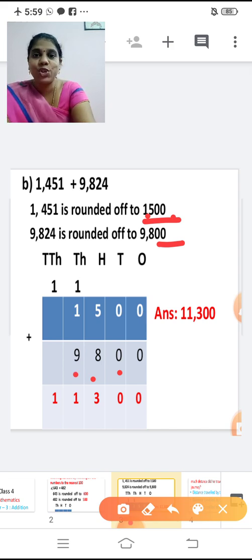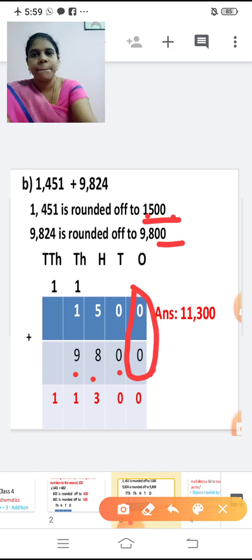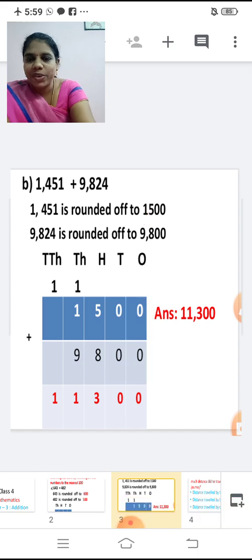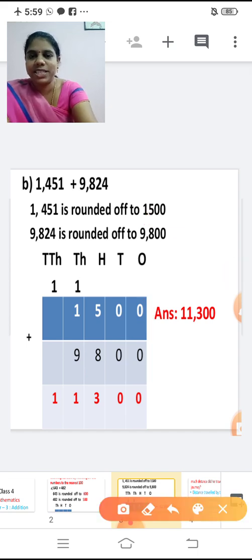While adding, you should start with the ones place. First add the ones place. 0 plus 0, 0. Now the next step is to add the tens place. Again 0 plus 0 is 0. So write 0 below the tens place. After that we are going to add the hundreds place now.